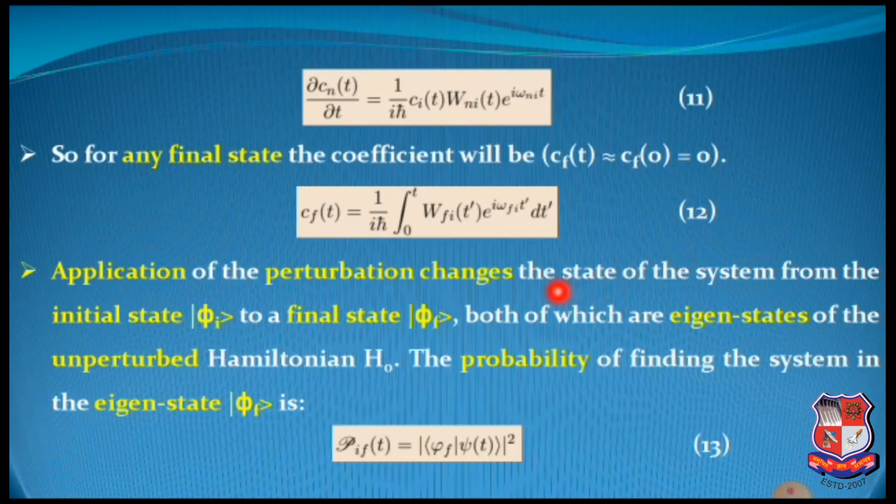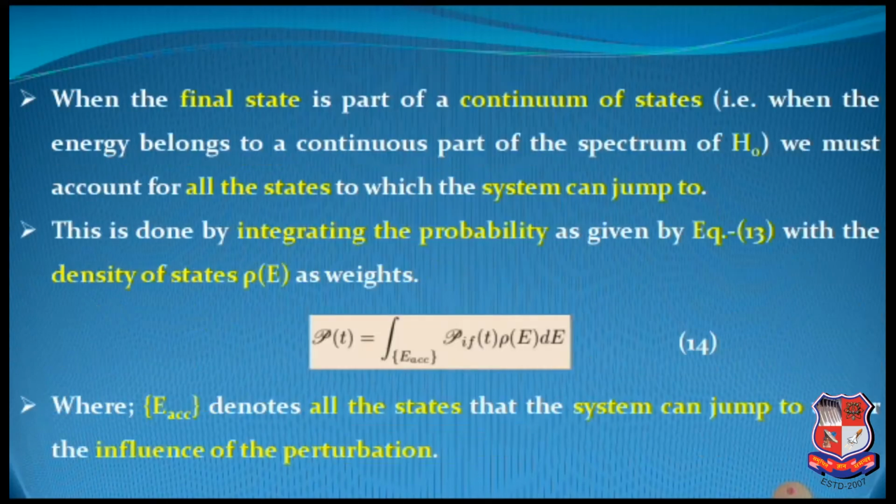Application of the perturbation changes the state of the system from the initial state phi i to a final state phi f, both of which are eigenstates of the unperturbed Hamiltonian H0. The probability of finding the system in the eigenstate phi f is equal to rho i→f(t) = |<phi f|psi(t)>|². So this is the matrix function.